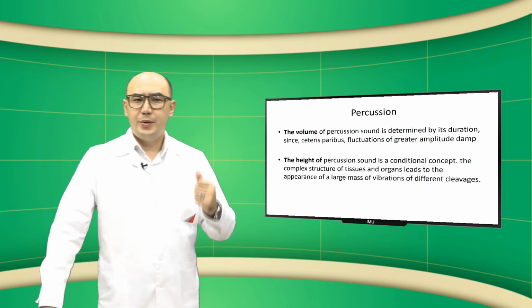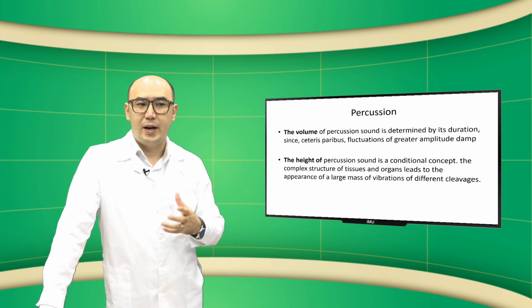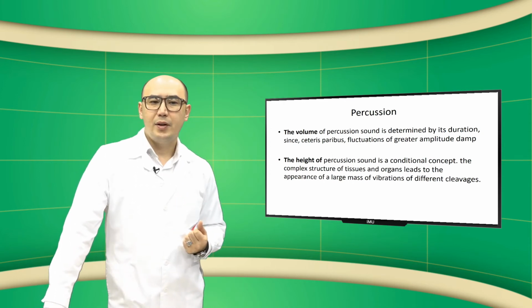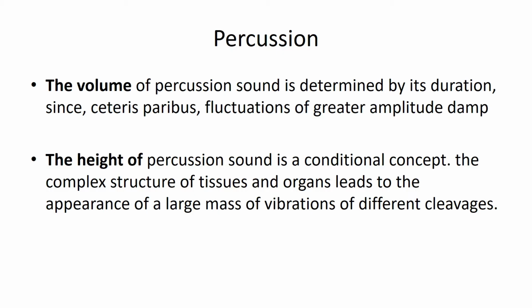The volume of the percussion sound is determined by its duration. Other things being equal, the greater the amplitude of fluctuations, the greater the damping. The height of the percussion sound is a conditional concept. The complex structure of the tissue of the organ leads to the appearance of a large mass of vibrations of different frequencies.